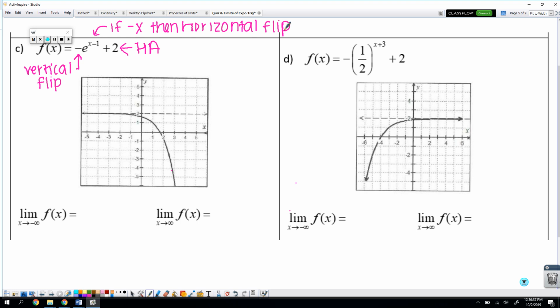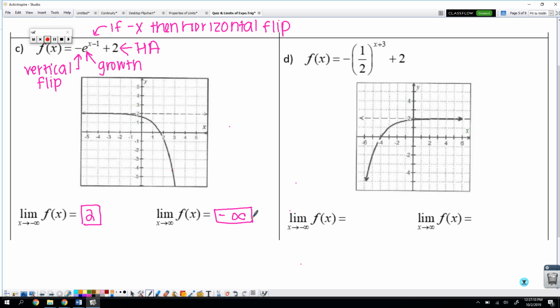Okay? So now notice ours was growth. E means growth, which is 2.7. Okay, so it was growing and then it flipped upside down. So that's what we have a picture of here. Okay? So as we head towards negative infinity, that's to the left, we're headed to the asymptote of 2. As we approach positive infinity, it's going down. So we'll put negative infinity. So as we go to the right, it's going down.